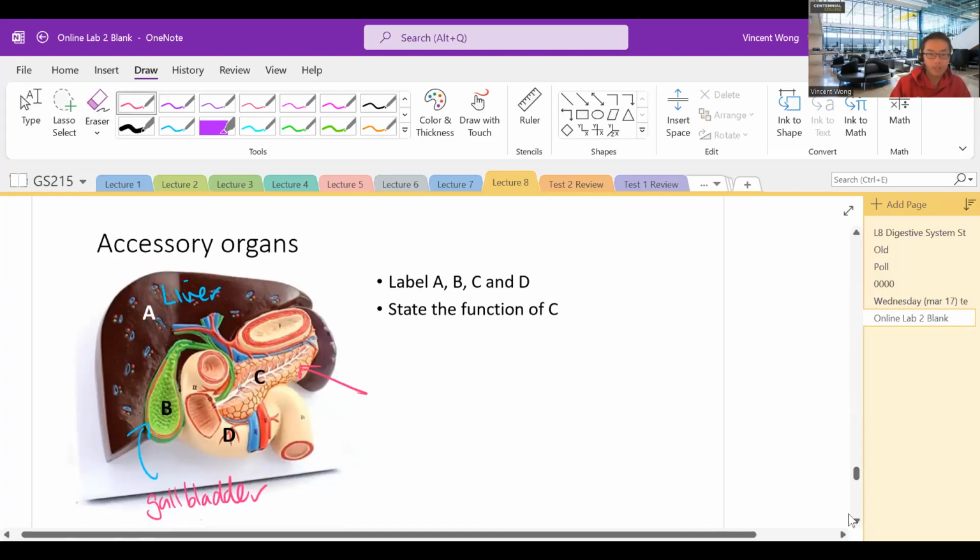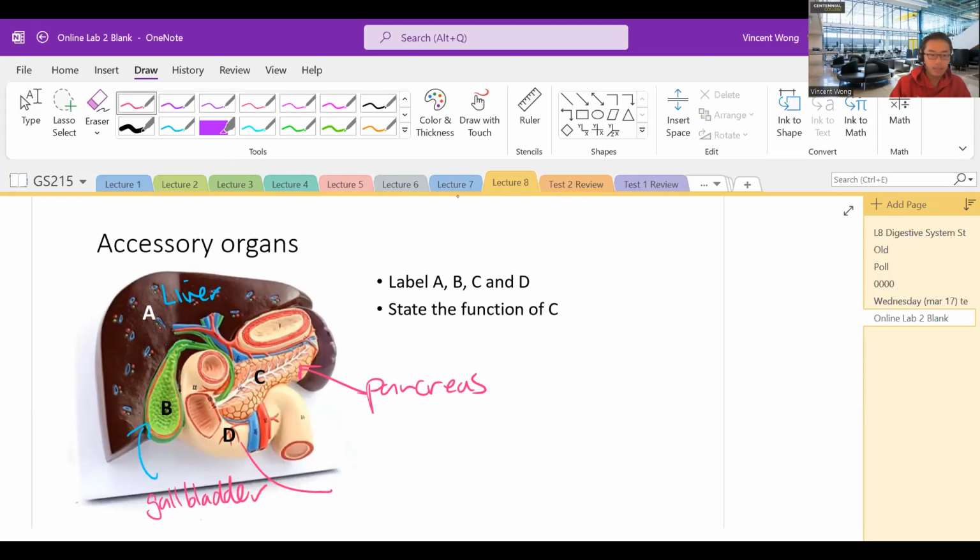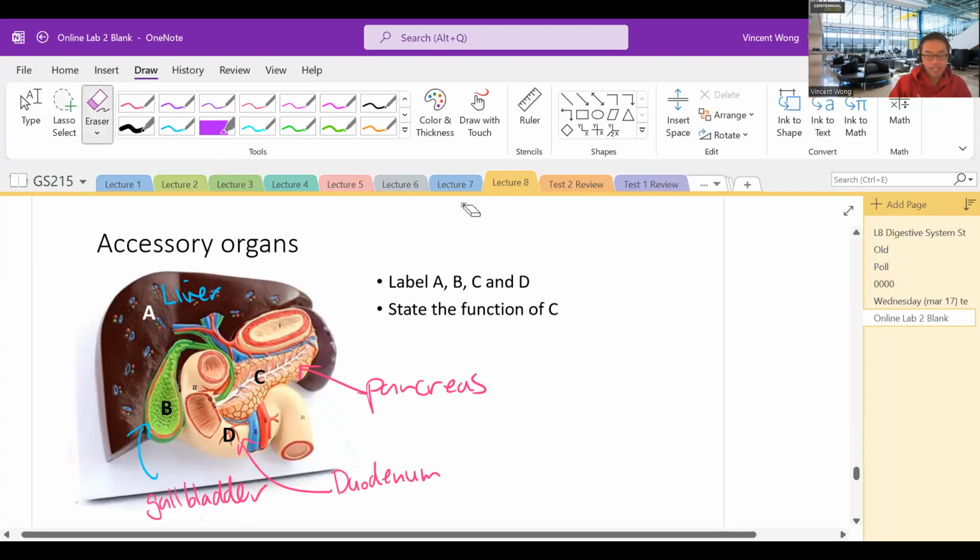C is the pancreas. And D, we just label it, is the duodenum. Earlier today, we already stated the function of the pancreas, right? It's to produce the sodium bicarbonate for neutralizing the chyme, as well as to produce digestive enzymes. So I'm not going to write that again.